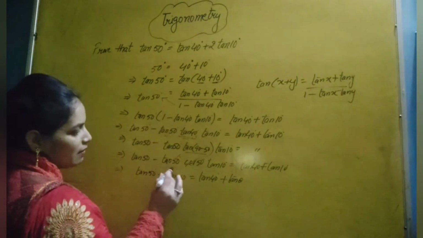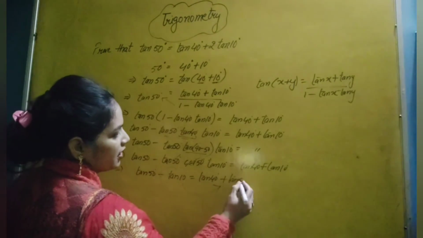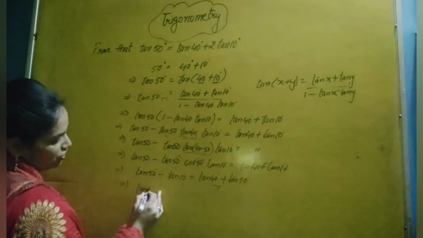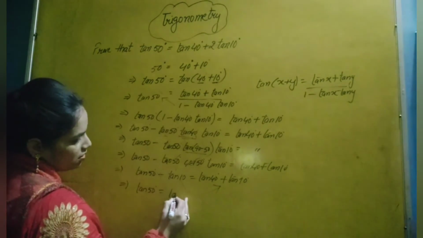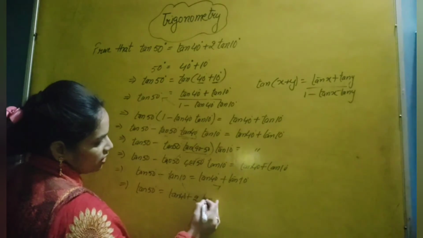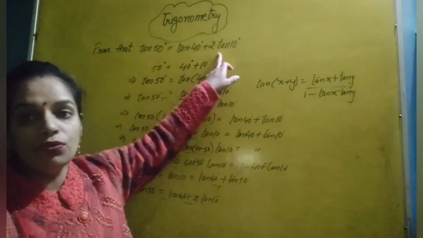Now I will take this minus tangent 10 to the right hand side. This is the 10 degree. So our result becomes tangent 50 is equal to tangent 40 plus 2 times tangent 10 degree. This is our required result that we had to prove.